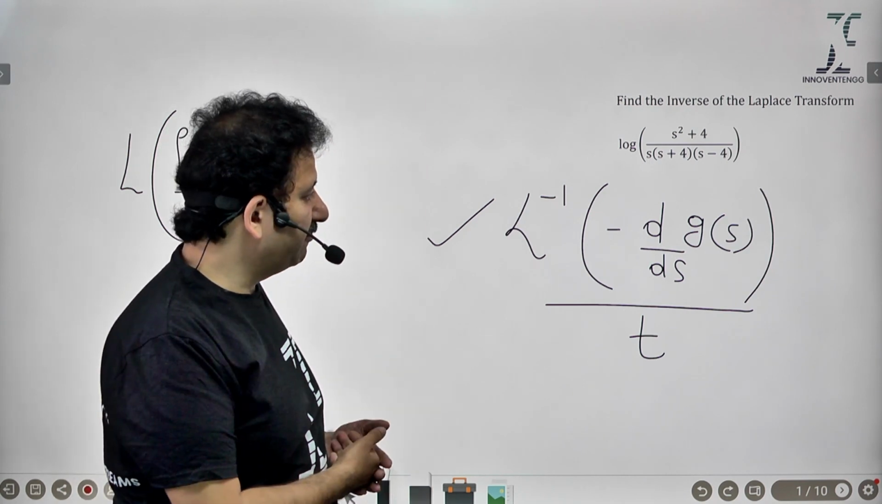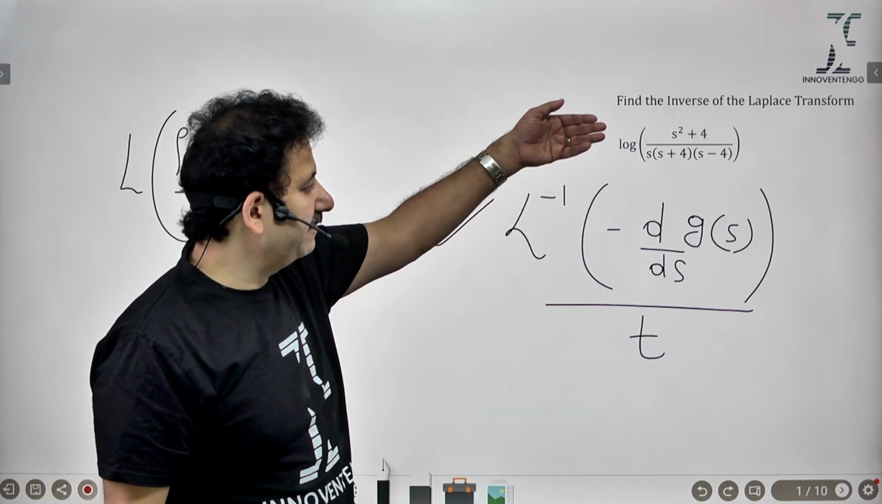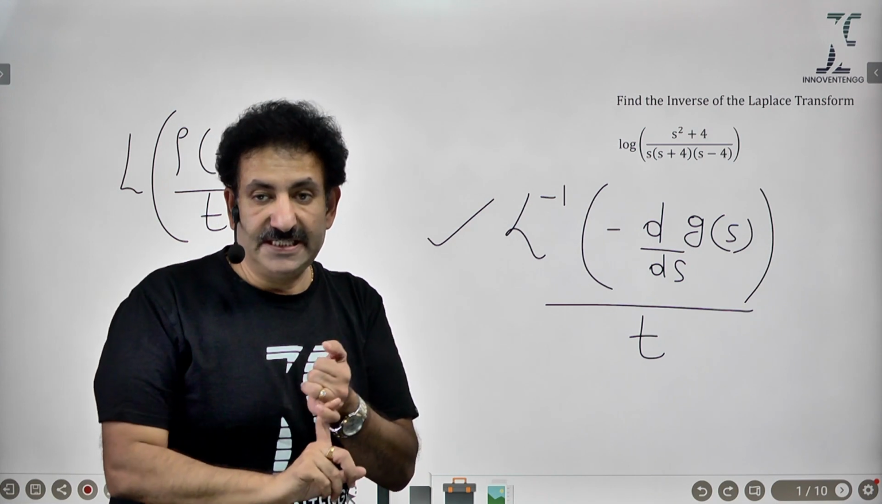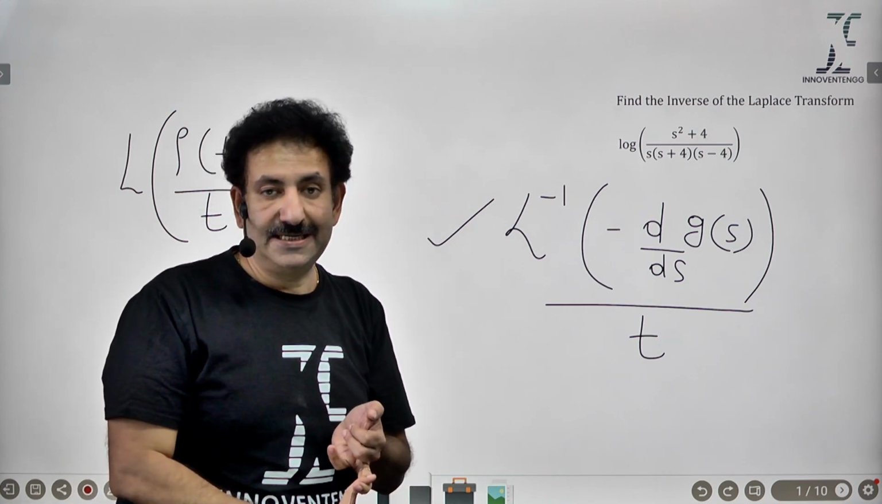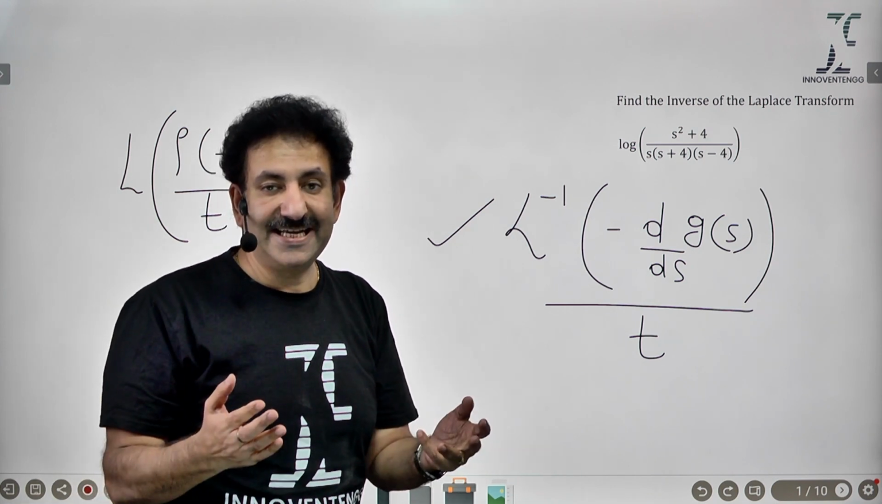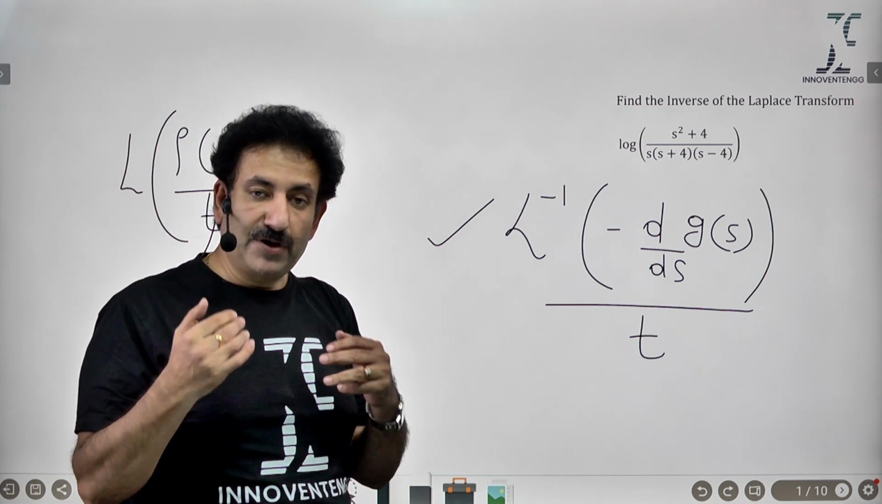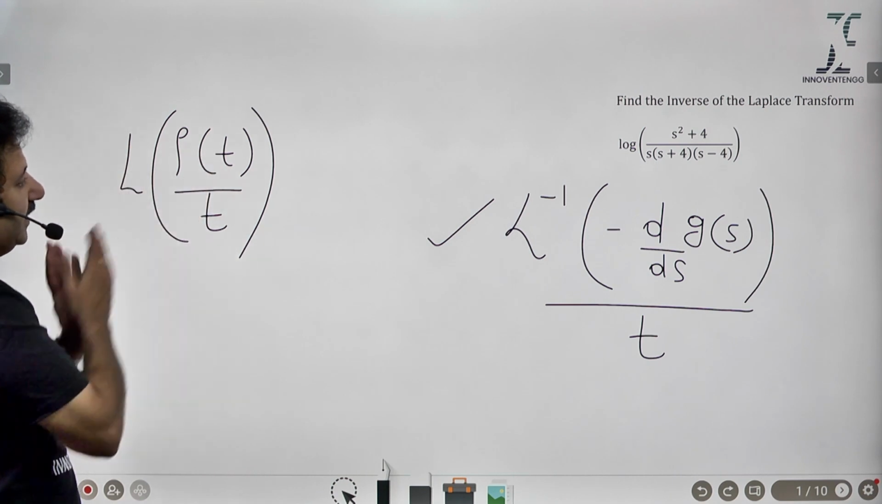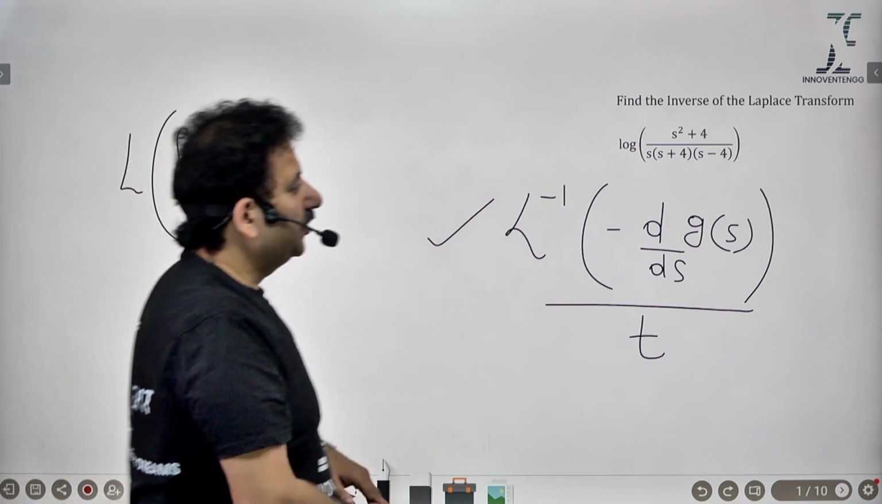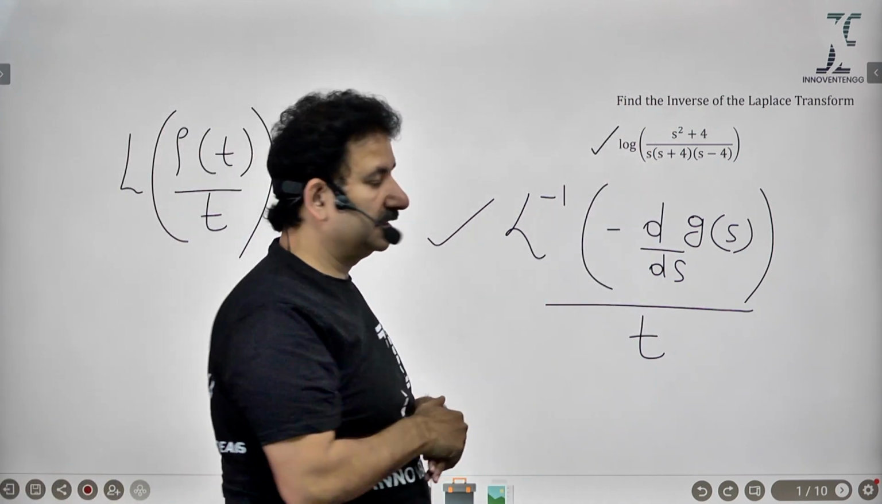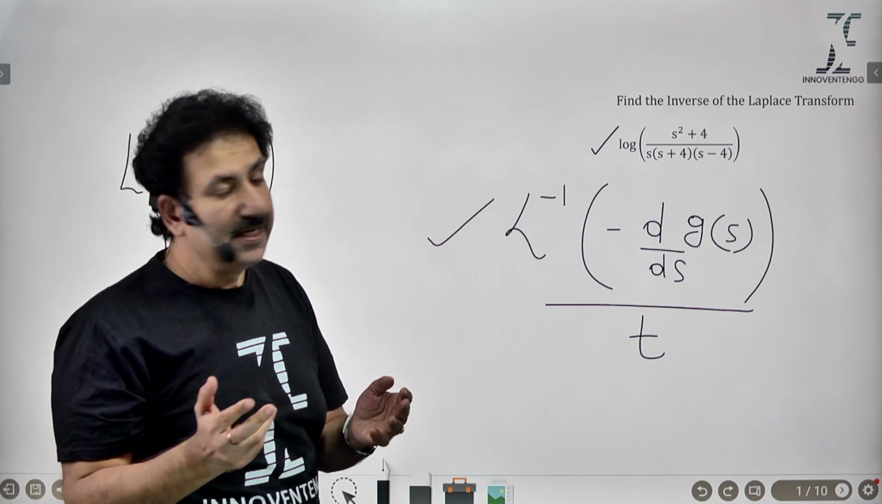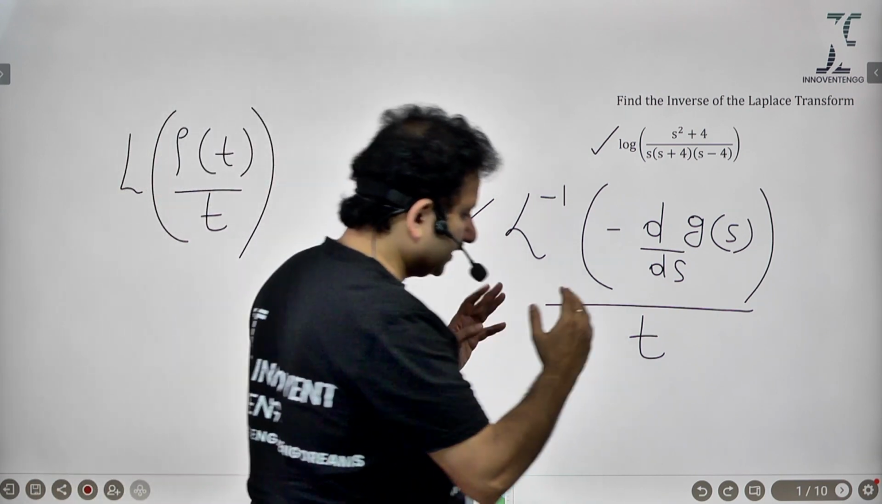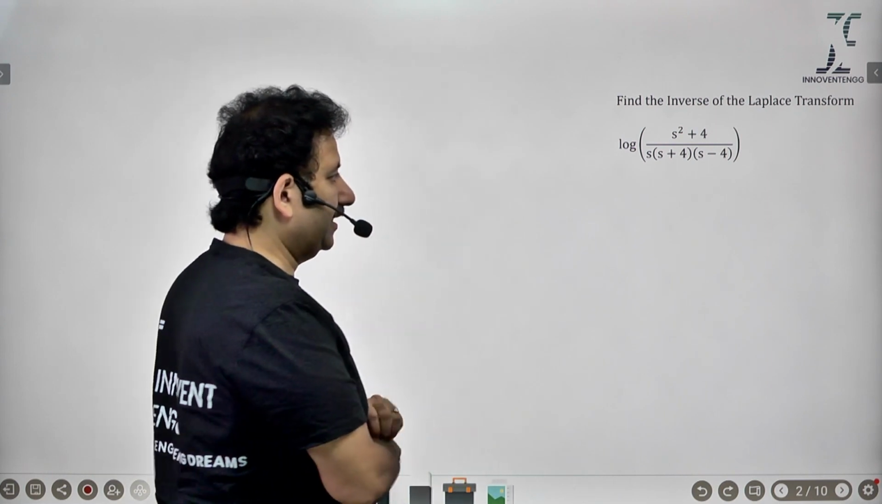So what are the steps involved? First, simplify this, differentiate this, take the negative of that derivative, and finally take the inverse Laplace transform, and whatever you get, divide that by t, because unless you integrate the Laplace transform, you cannot get a log function or a tan inverse function. So therefore, it is obvious. So let's try and do this systematically.